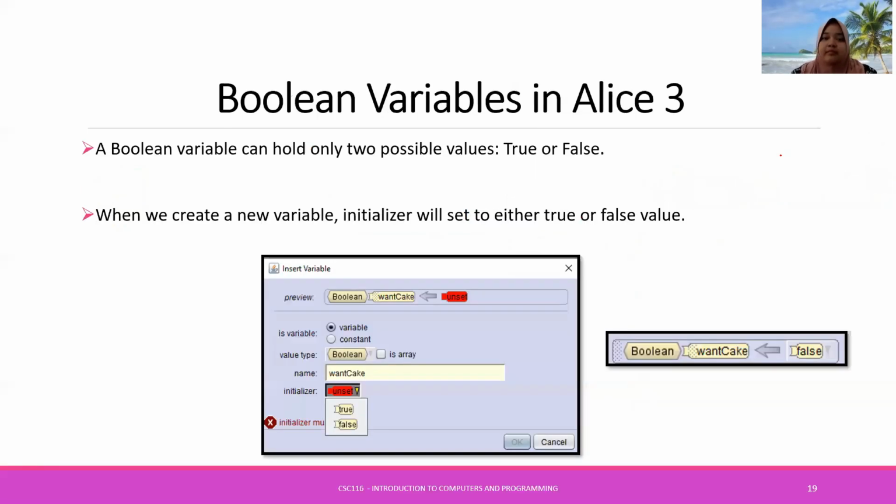Okay? So, maka bermulalah Boolean variable in Alice 3. Okay. A Boolean variable can hold only 2 possible values, true or false.